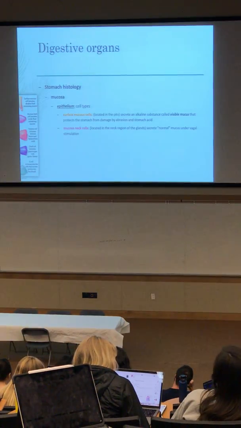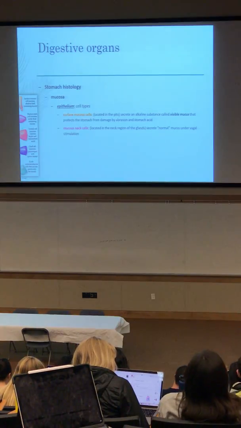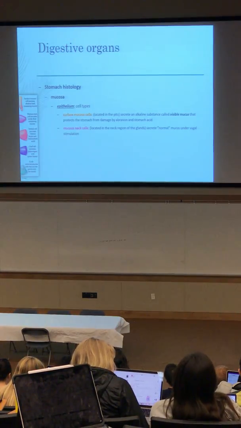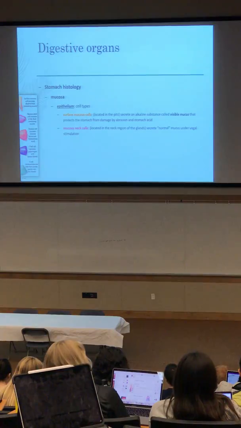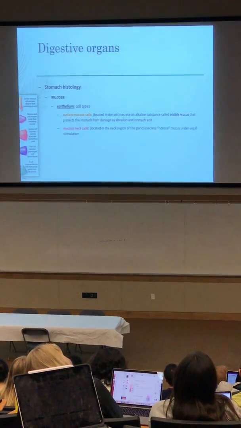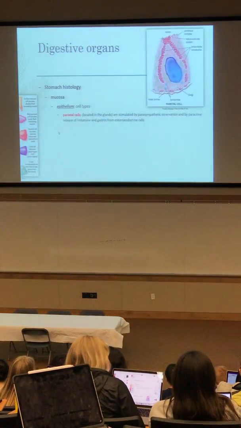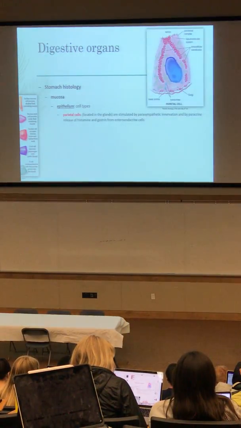All right, the next kind of cell also produces mucus, but it produces the regular kind of mucus. And so we call this a mucus neck cell. We call it a mucus neck cell because it's located in the neck region of the gland. So these sort of light pink cells are the mucus neck cells. All right, then we have a very important cell. This is called the parietal cell.